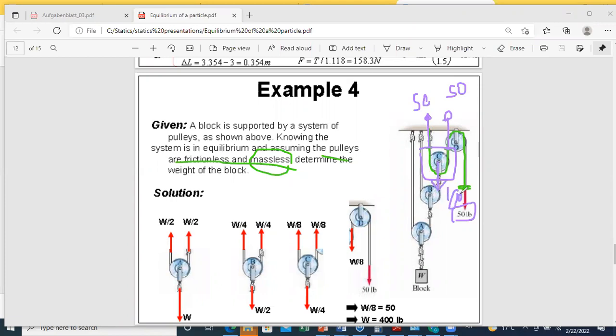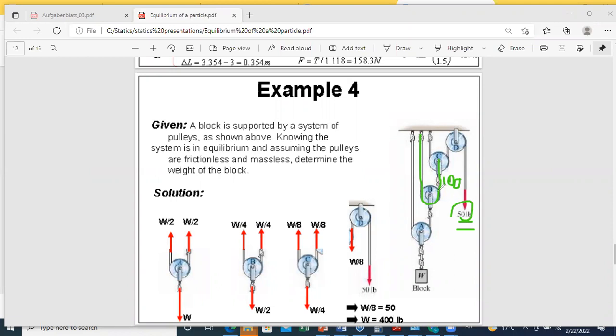Okay, so now I have a second cable here. This is my second cable. In my second cable, the tension is not 50, it's 100. And you can see by using this arrangement of pulleys, I was able to multiply the effect of 50. So when going through pulley C, I was able to double my effect from 50 to 100. Now, I will continue in a similar way.